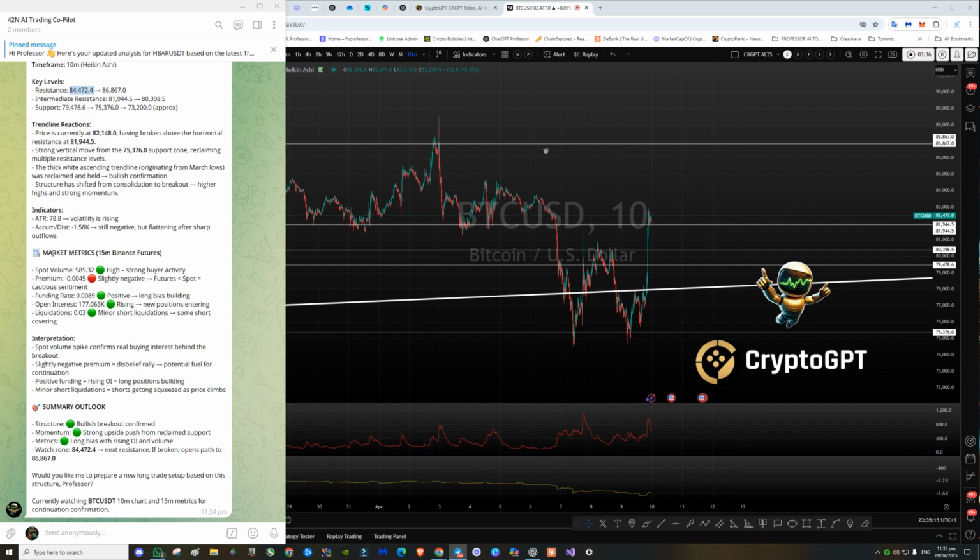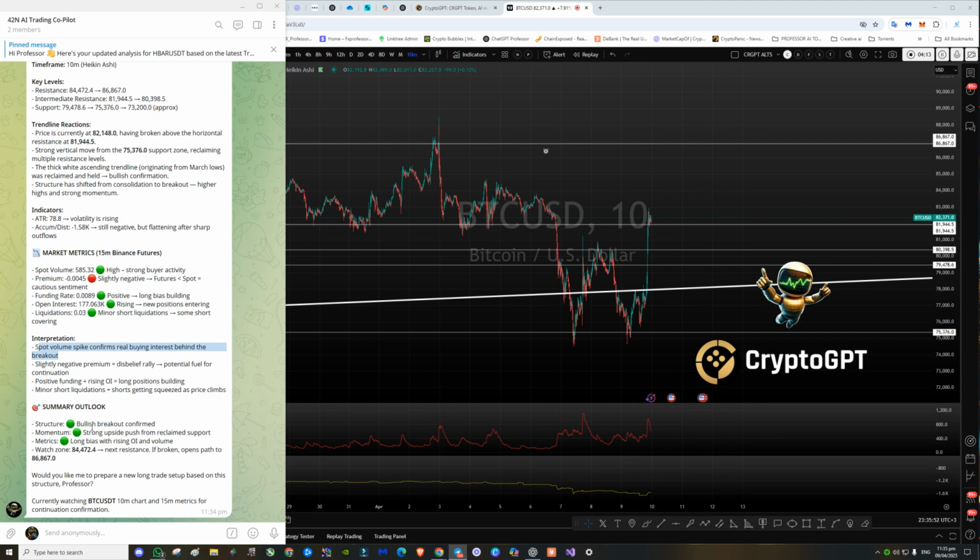So one thing that stands out is that he's giving me market metrics. So spot volume is high, strong buyer activity. Spot volume is important. People are buying spot. I cannot see this here, but he can give that to me. Premium slightly negative. Funding rate, open interest is rising, so new positions are entering. This could be long or short, liquidations, and an interpretation. Spot volume spike confirms real buying interest behind the breakout, etc., etc.